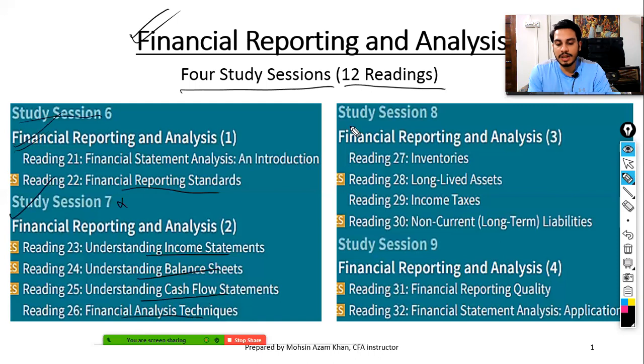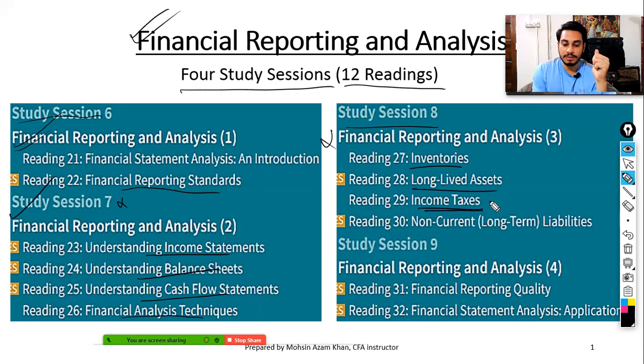The third study session, I feel, is the most important and also a bit tricky, where students get stuck at times. It opens up to the relevant parts of the financial statement, such as inventories. How do we record those inventories? How do we calculate those inventories? Then long-lived assets, which are also called non-current assets. How do we compute them? How do we record them?